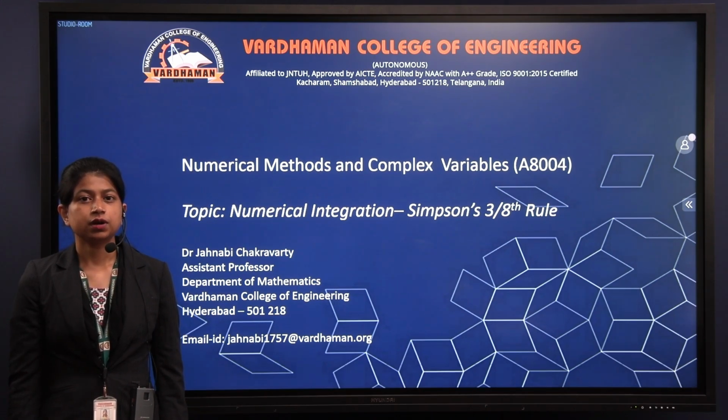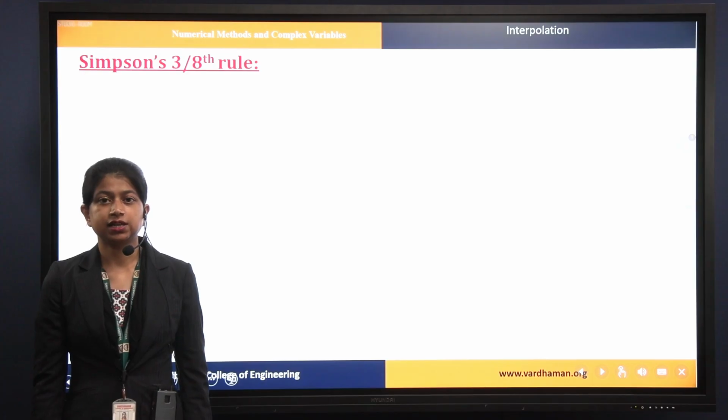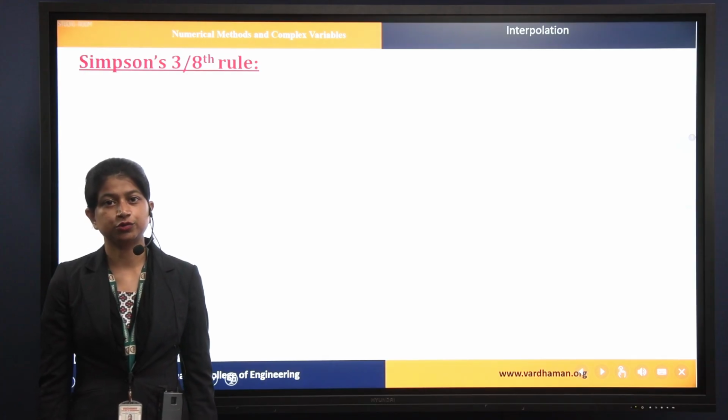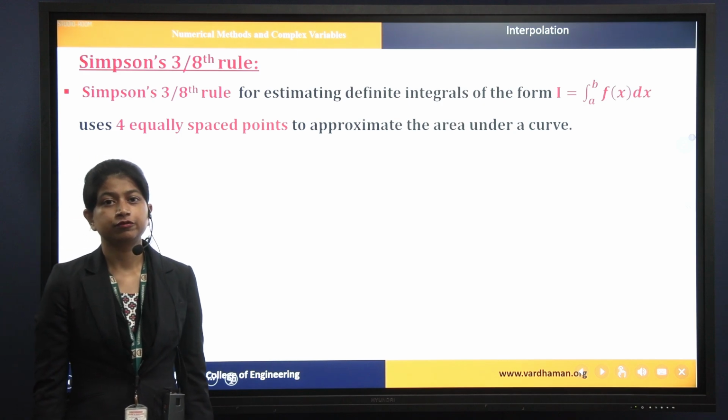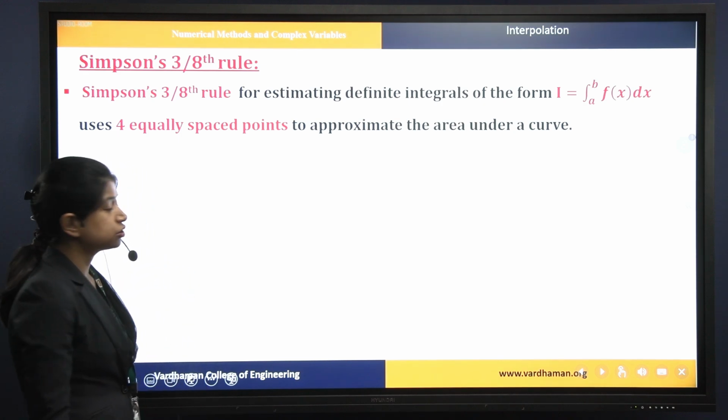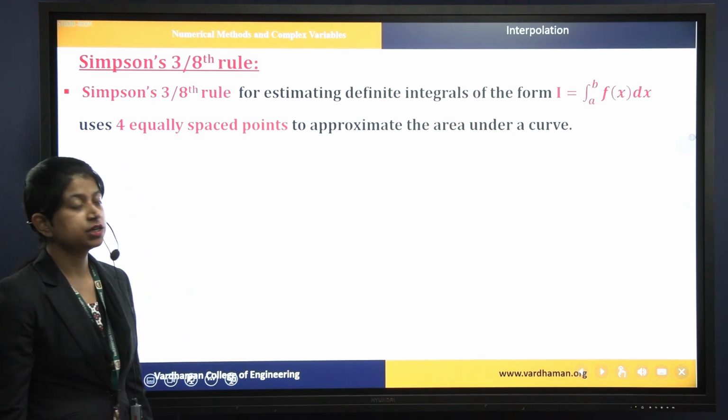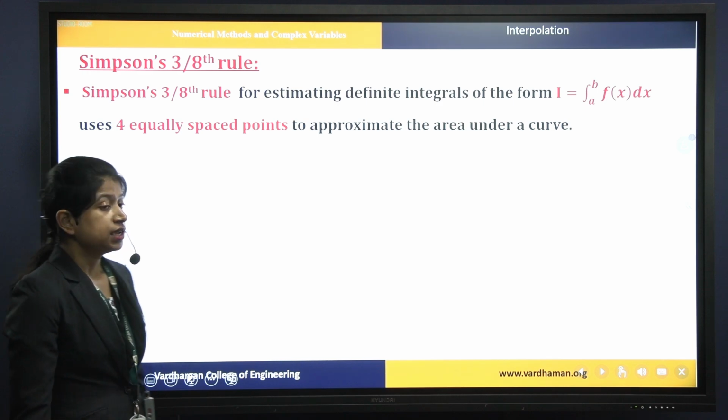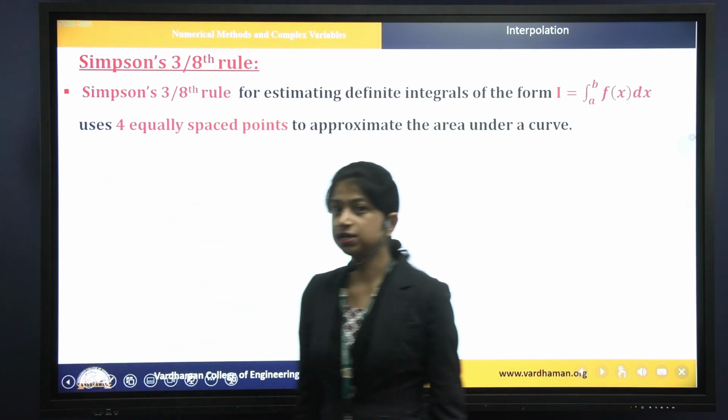Today in this video, I'm going to explain the Simpson's 3/8 rule. Now let us see what is Simpson's 3/8 rule. Simpson's 3/8 rule for estimating the definite integrals of the form I equal to integration a to b f of x dx uses 4 equally spaced points.